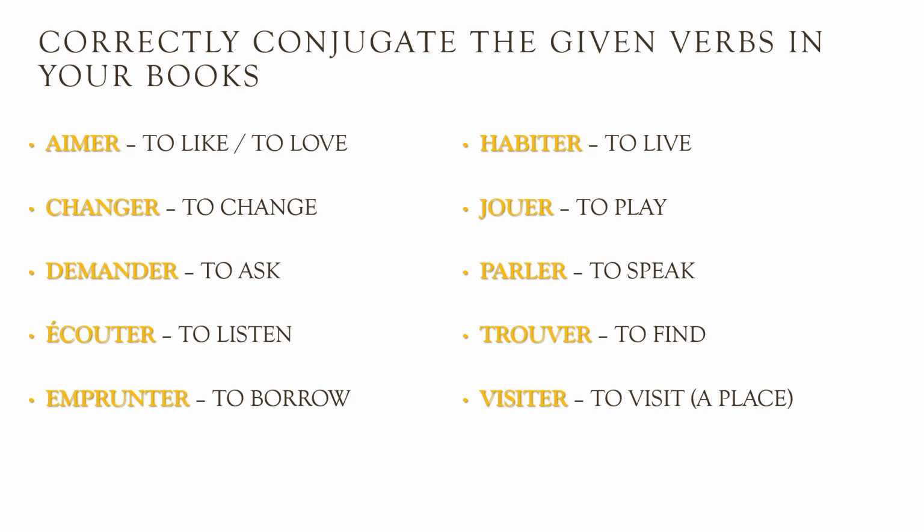So you're going to conjugate all of these verbs in your books, and you're also going to write one sentence with each. For example, j'aime le Coca-Cola, I like Coca-Cola. Or nous aimons des fruits, we love fruits. All you're doing is looking for a noun to follow the verb. That's basically it.